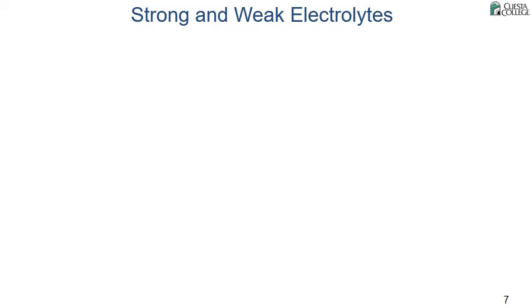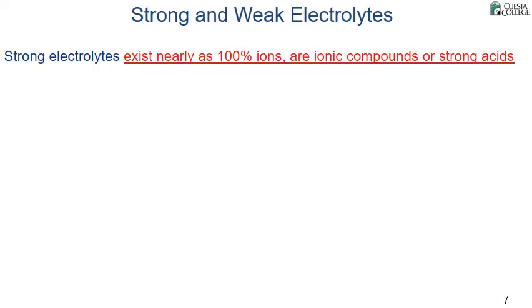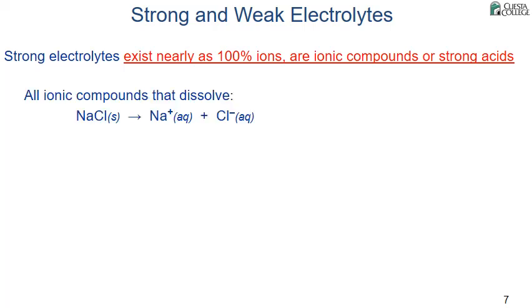Here's more information about strong and weak electrolytes. Strong electrolytes exist nearly as 100% ions, and they're always either ionic compounds or strong acids. When they dissolve, they turn into ions. An example are all ionic compounds dissolving, such as the sodium chloride that turns into Na plus and Cl minus ions, like we've seen before. There are very, very few NaCl pairs of ions present, and so for this class we just assume that it's a 100% reaction from solid into ions.